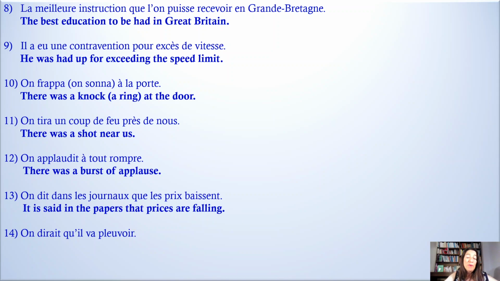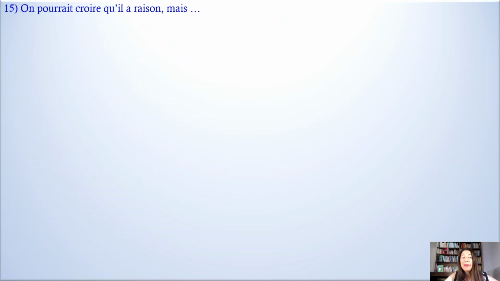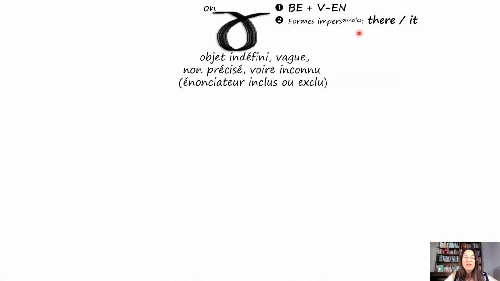On dirait qu'il va pleuvoir can be translated again with the same pronoun. It looks like rain. On pourrait croire qu'il a raison, mais. And in that case, we could again use the pronoun it. It might look as if he were right, but. And so let us add the impersonal form it in, on our list of the different ways to translate the pronoun on into English.